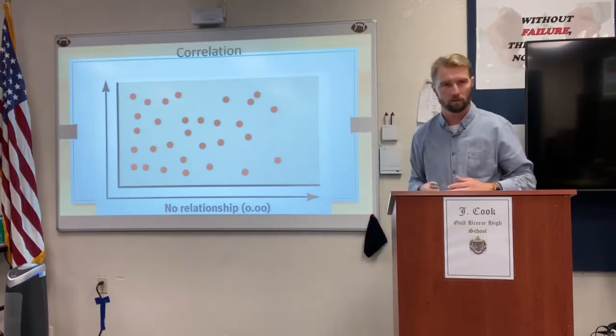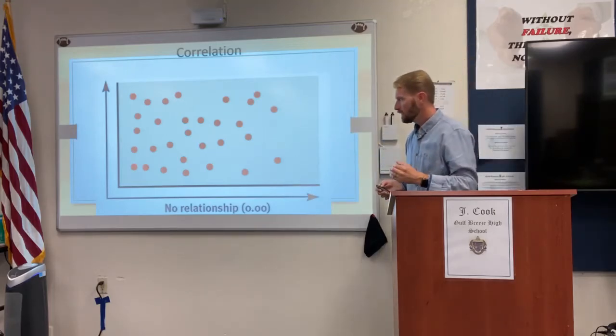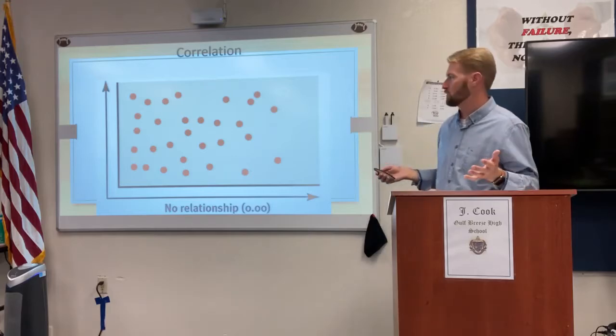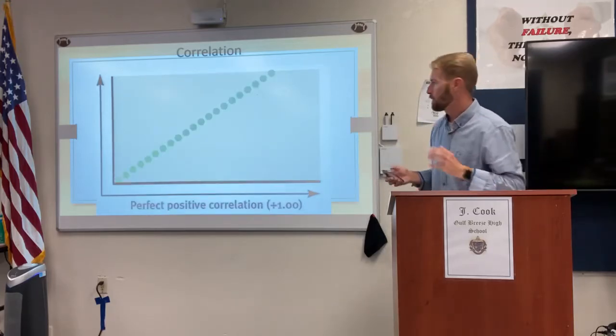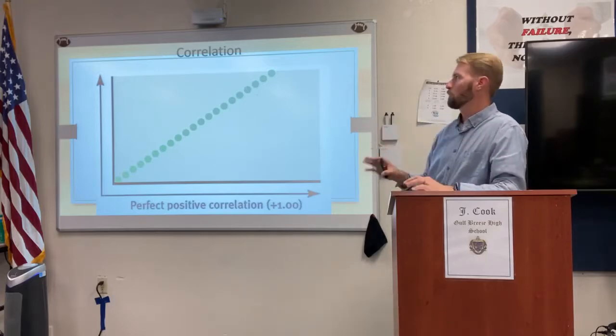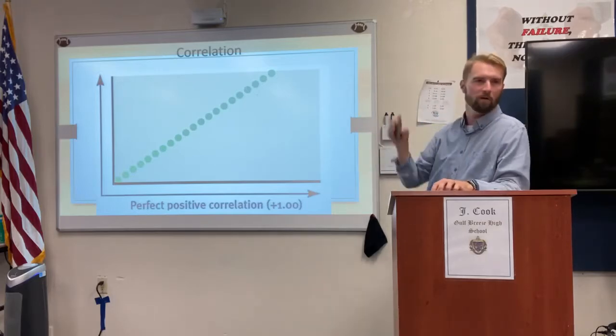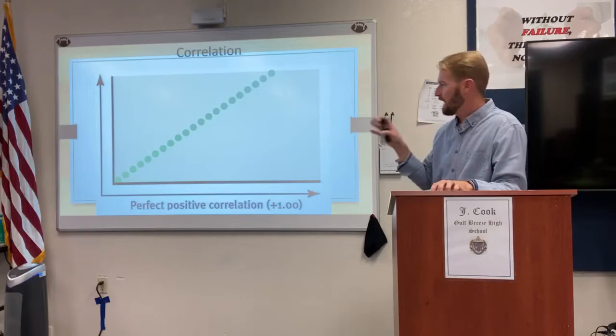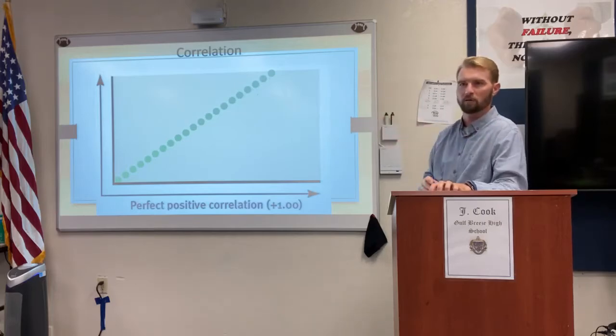It's a positive correlation. Now, to show you what it looks like, just to give you a visual, this doesn't happen very often, but a perfect positive correlation looks like this. Now, here's the problem with the perfect. This is 100% correlation. That means that X and Y go up in the exact same increment.